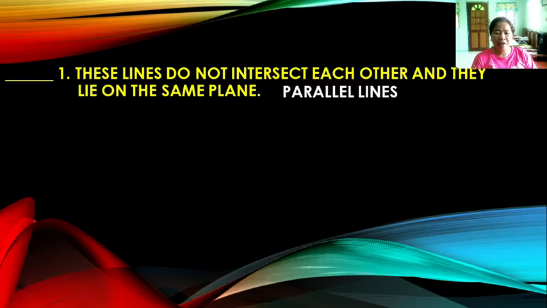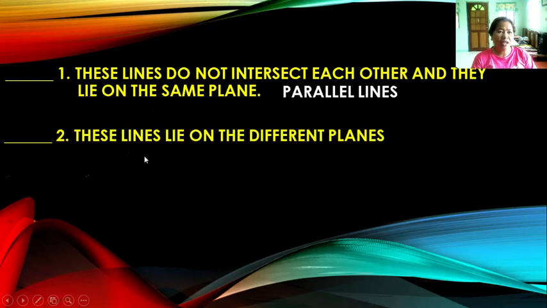Okay, the correct answer is parallel lines. So the first word in the jumbled words inside the word box is parallel lines. Okay, let's proceed to the next question. These lines lie on different planes. What do you think is the answer? Okay, so the answer is skew lines.